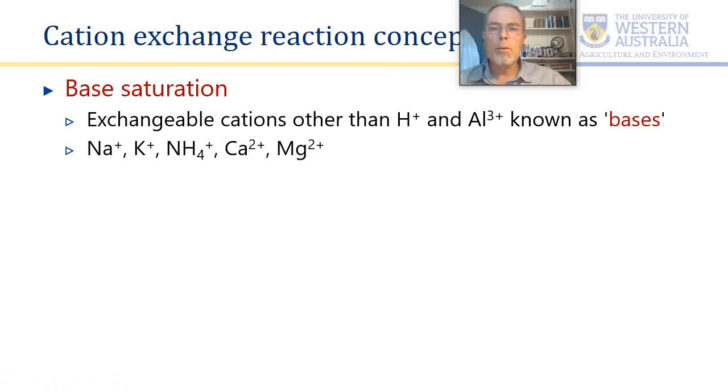So exchangeable cation reactions in soils are important for these elements: hydrogen, aluminium, sodium, potassium, nitrogen as ammonium, calcium and magnesium.